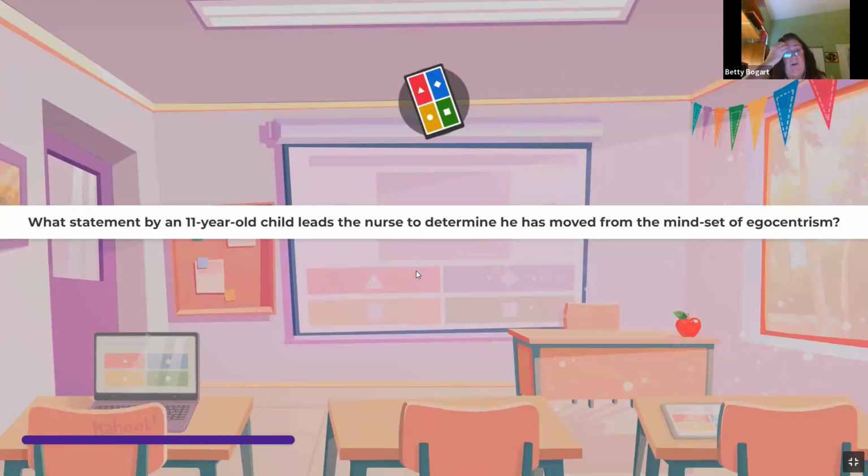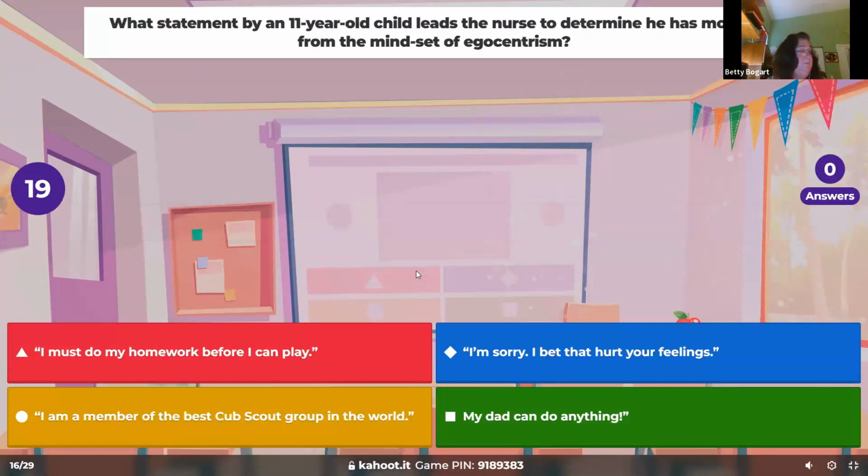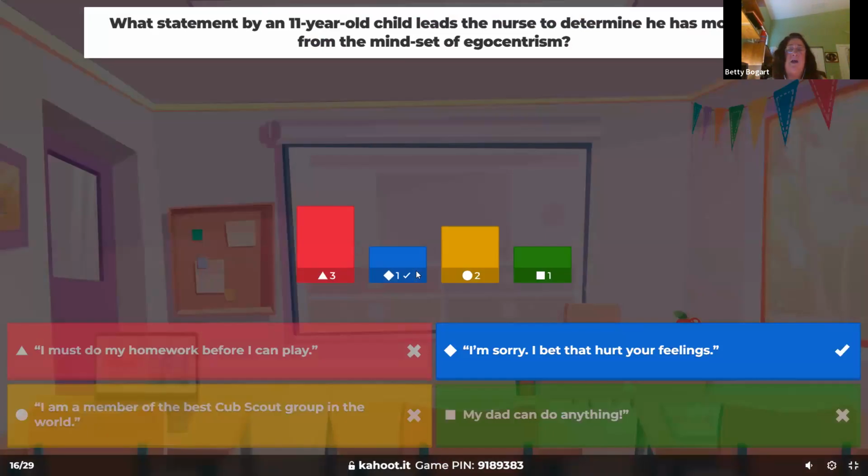What statement by an 11-year-old child leads the nurse to determine he has moved from the mindset of egocentrism, which is all about me, mine, mine? I'm sorry I hurt your feelings, because now they're not just thinking about me, they're thinking about another. This one, I must do my homework. I am. It's all about I. And my dad, one person can do anything.